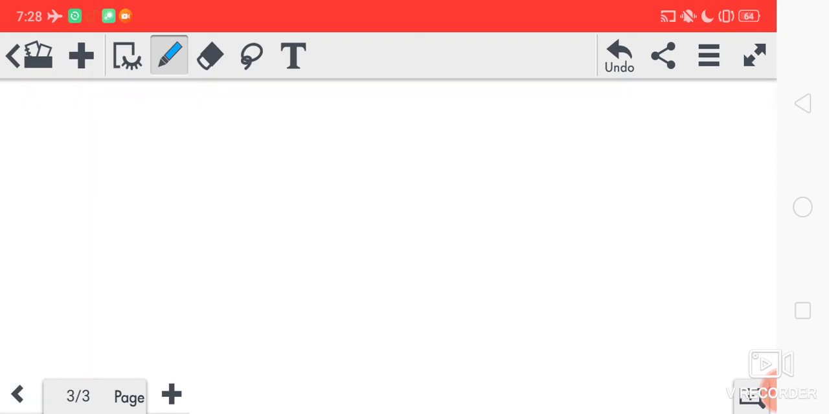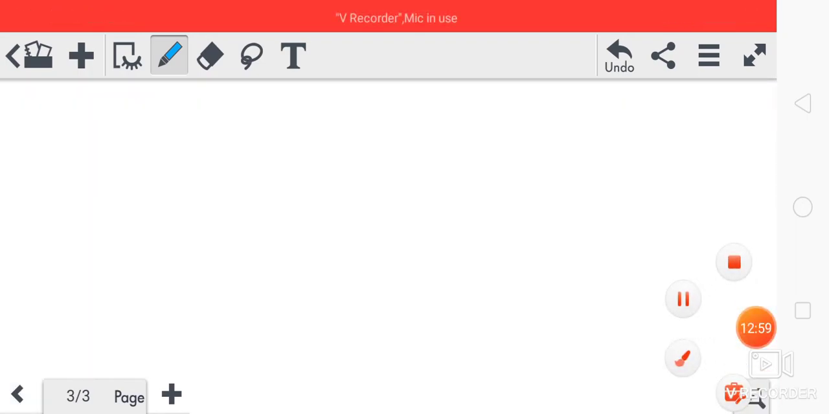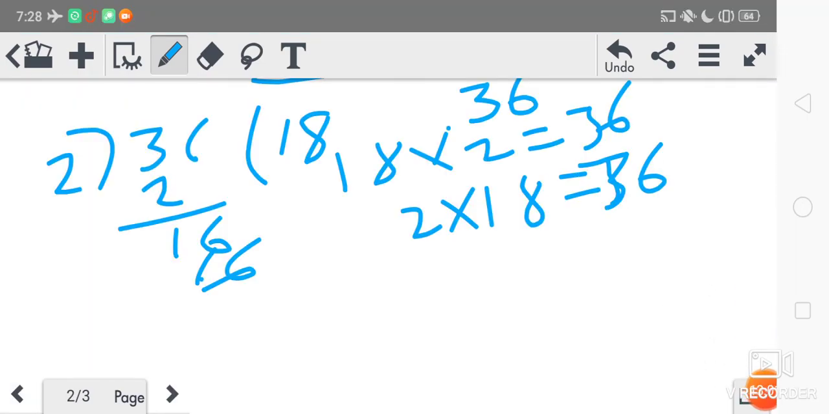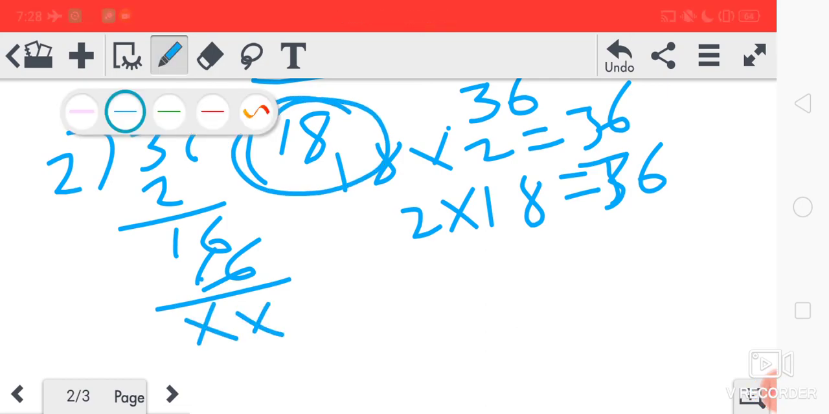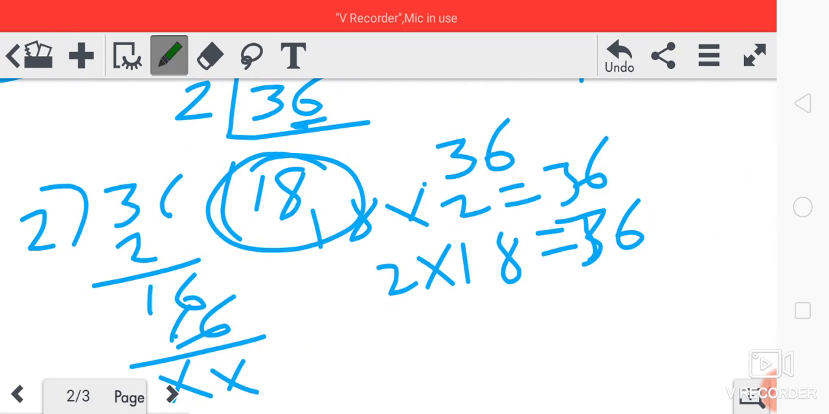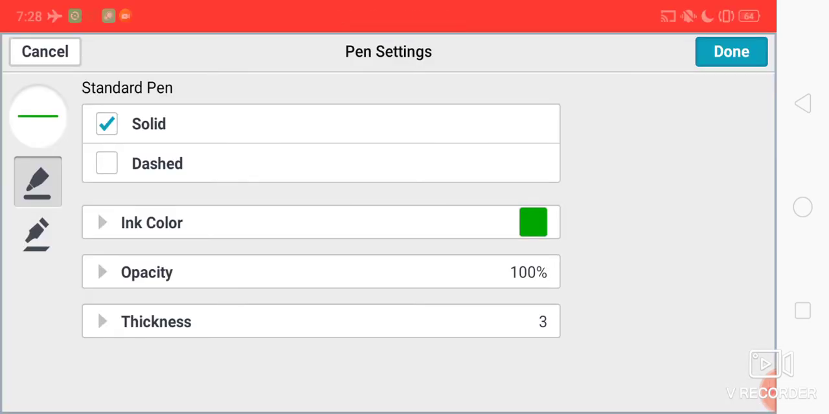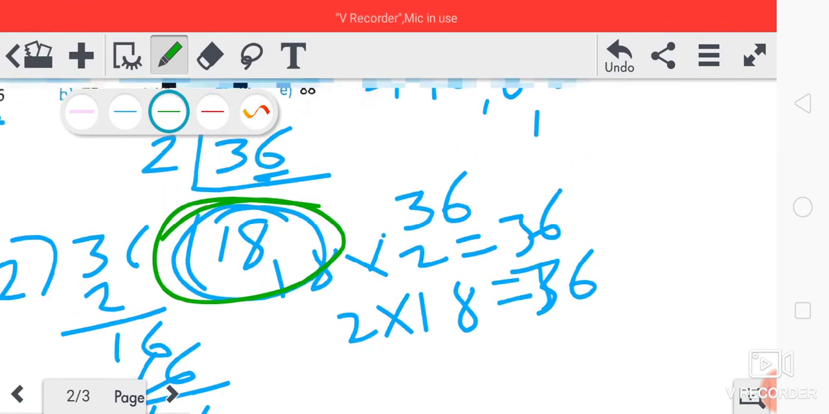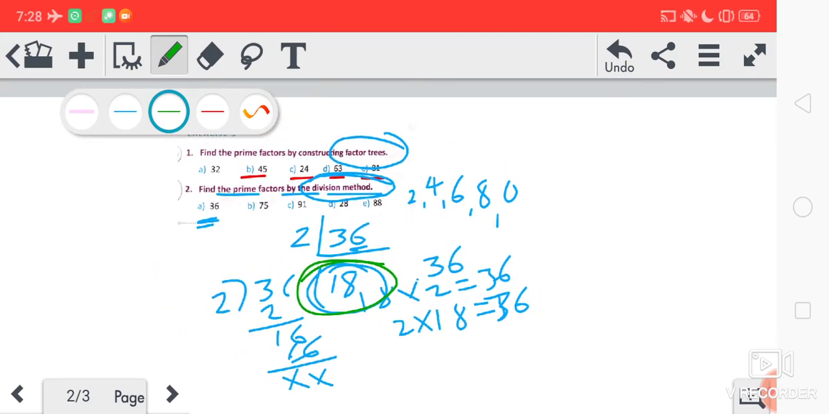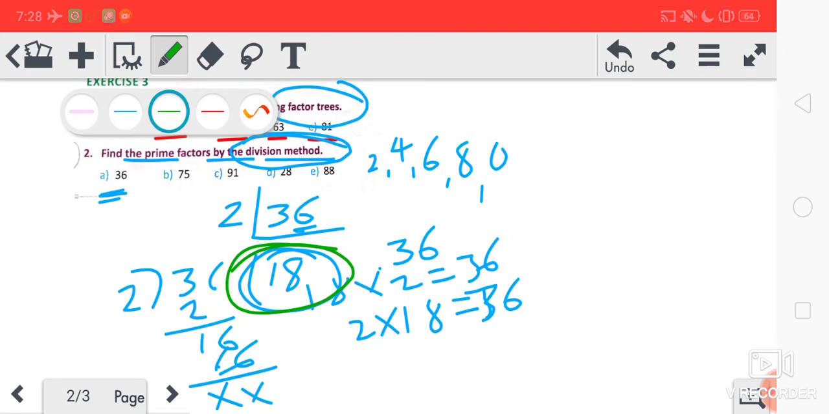Okay, so 2 8s are 16, so this cancelled. So how much have we got? We are getting 18. So we can write 2 18 times.